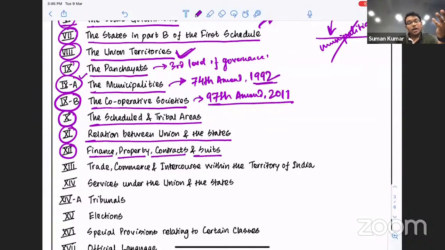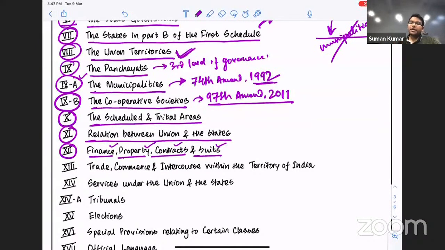After part 12, you have something. You talked about money, you talked about property, you talked about how a contract will happen. But there is one thing that you didn't talk about, that is trade. You talked about finance, property, contracts, and suits. Suits, what does that mean? It is not the suit that we wear. A legal case is also termed a suit. So anything which is a legal complication, how it can happen or how it can be dealt with, all these matters are dealt with in part 12.